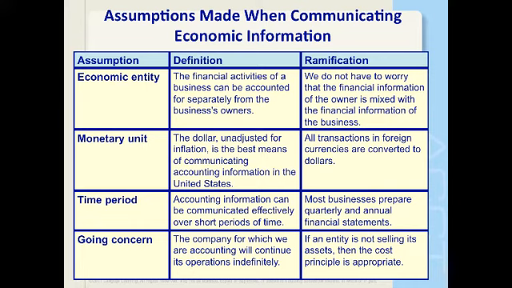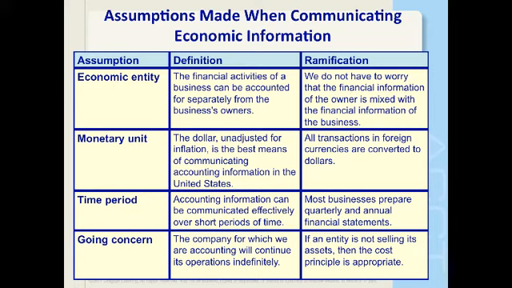One is the economic entity. What that means is that the financial activities of a business can be accounted for separately from the business owners. That means we don't blend the two checking accounts of the owner. If you're owning that lawn mowing business, you need to keep track of the lawn mowing revenue and the lawn mowing expenses separately. So that's what the economic entity means: the financial activities of that entity will be accounted for separately.